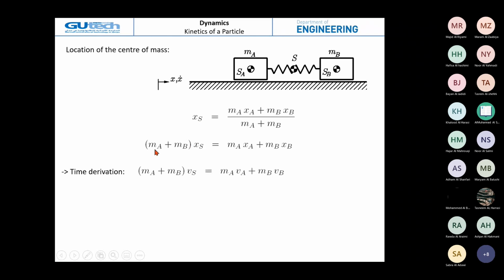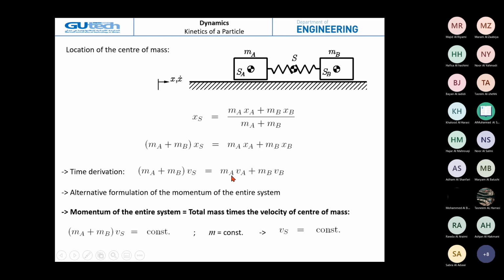We express it by XS. And now we can say that MA plus MB multiplied by XS, which is the position, is only MA XA plus MB XB. Then when we take the time derivative of the position of the center of mass, we get the velocity VS, and we assume MA and MB are time independent. Then we stay with MA plus MB times VS, which equals MA velocity A plus MB velocity B.